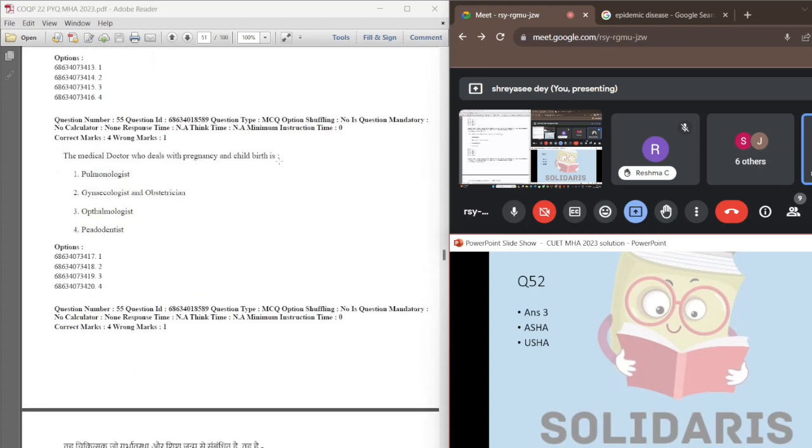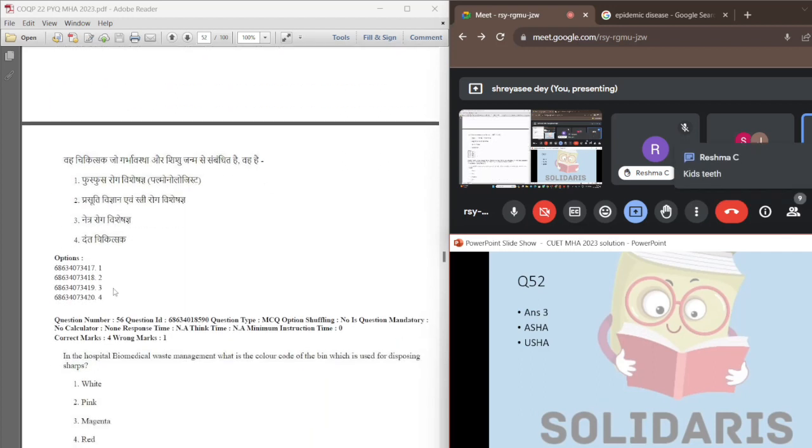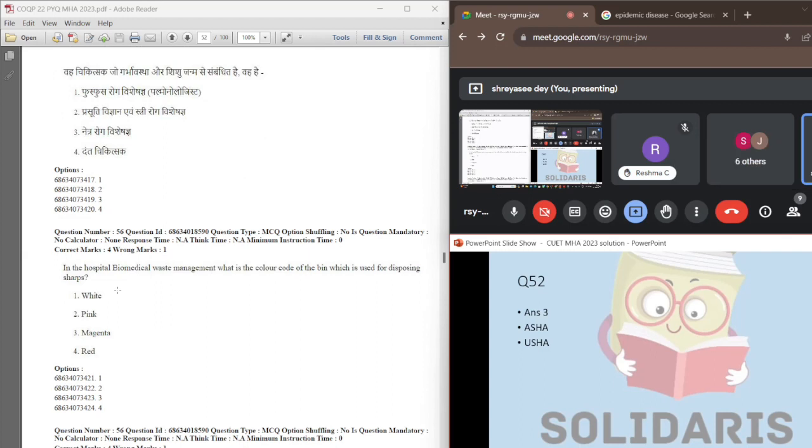The medical doctor who deals with pregnancy and childbirth is gynecologist and obstetrician. Pulmonologist is related to lungs. Ophthalmologist, eyes. Anyone have any idea? Pedodontist? Don't Google it. Yeah, kids. No. Podiatrist. Food doctor is podiatrist. Pedodontist is related to doctors who check the teeth of the children only. And yeah, kids' teeth, right? Food doctor is podiatrist, not pedodontist.